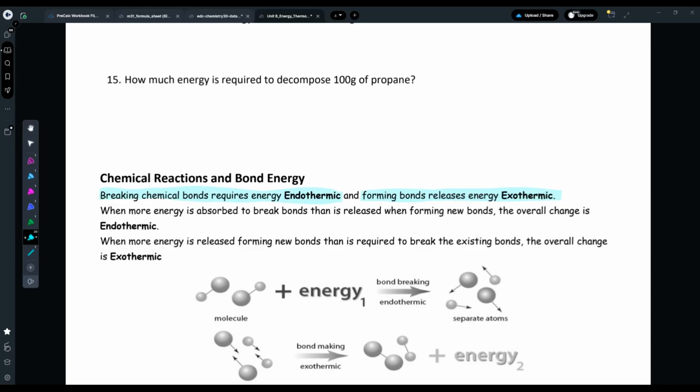Now, when more energy is absorbed to break bonds than is released when forming new bonds, the overall change is going to be endothermic, so that's where we get those endothermic reactions. And when more energy is released forming new bonds than is required to break existing bonds, the overall change is exothermic. So that's how you get your exothermic reactions.